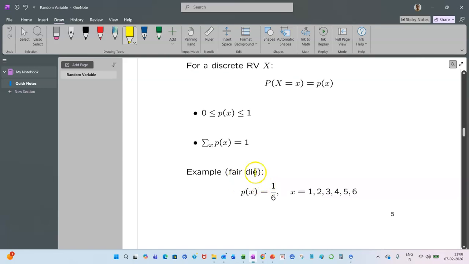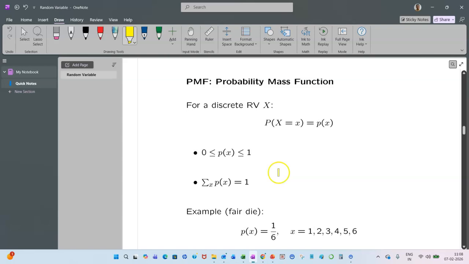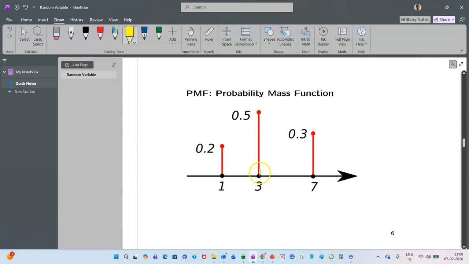Then example of a fair die: probability of x, where x is the value turned up, is 1 by 6 for all the values 1, 2, 3, 4, 5, 6. So that's the probability mass function associated with a discrete random variable. So this is the picture. X takes values 1, 3, 7, etc. And probability of 1 is 0.2, probability of 3 is 0.5, probability of 7 is 0.3. So the total probability is 1 and all the values are between 0 and 1. That constitutes a probability mass function.